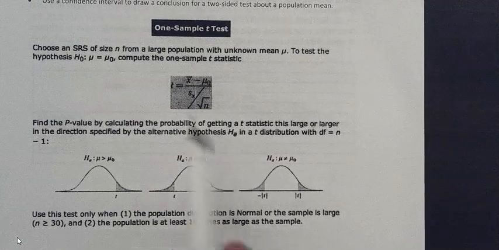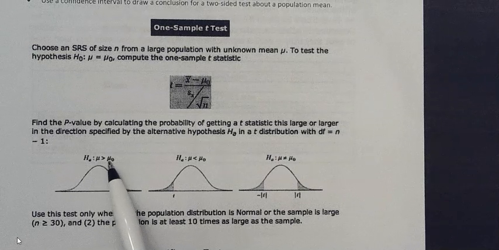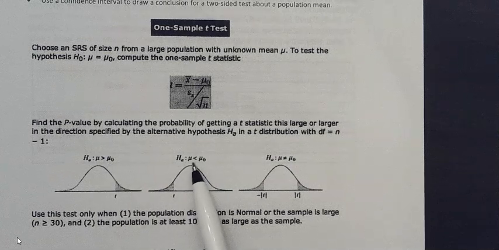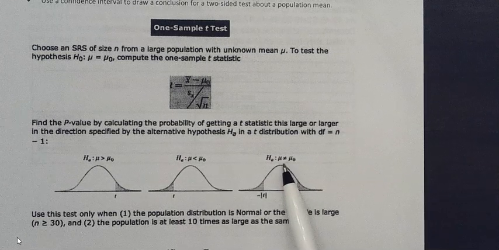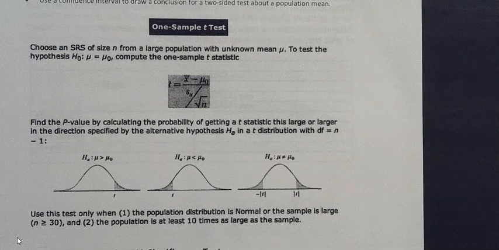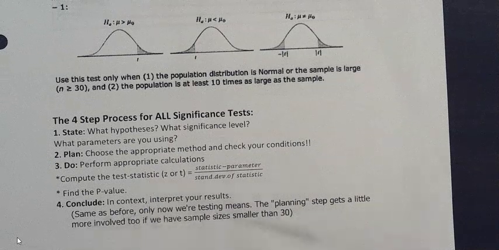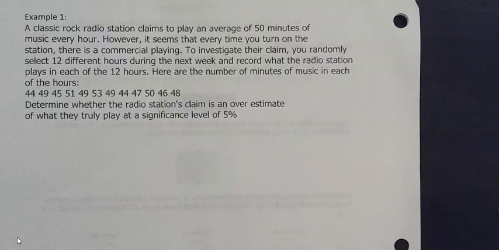And here, H null is being represented where the true mean is actually greater than the claimed mean in the population. Here, the true mean is something less than the claimed mean in the population. And here, the claimed mean is not equal to it. So we got the two tails again. We're still going to do the same four-step process, where we state, make a plan, do the calculations, then state our conclusion. Here's our first example.